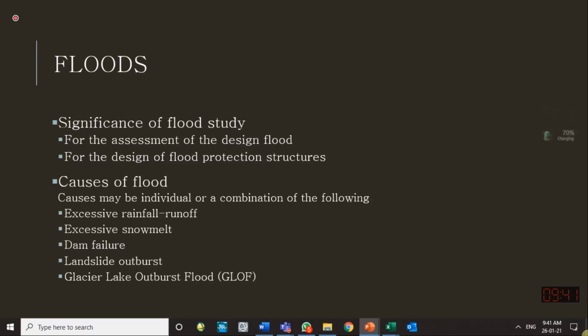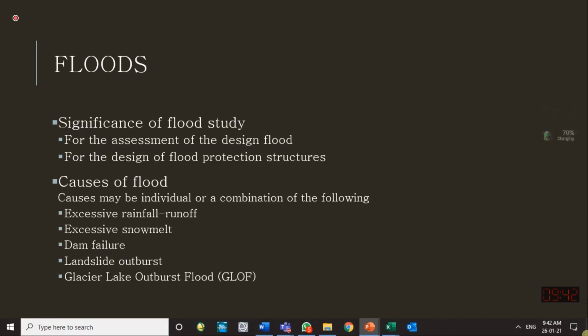So for a certain design flow, what will be the level in the river? That is part of the flood study. What will be that flow quantity? That is also part of the flood study. Usually the design flood is selected based upon the importance of the structure. The more important the structure, the more losses it can cause because of its breakage or damage, and the higher the design flood selected. And there are different ways of selection of the design flood.